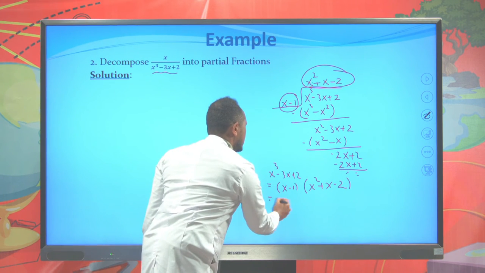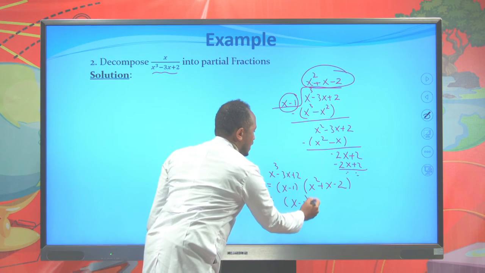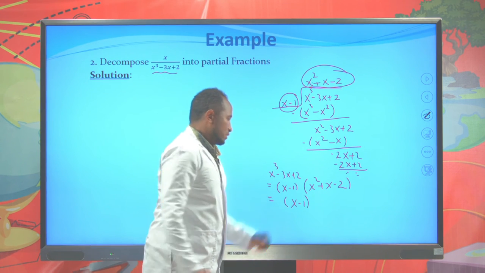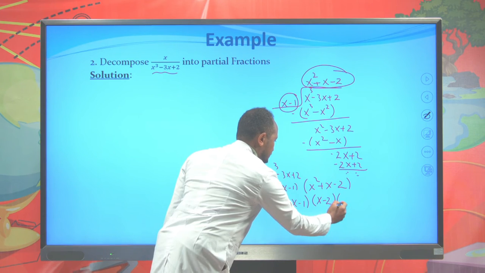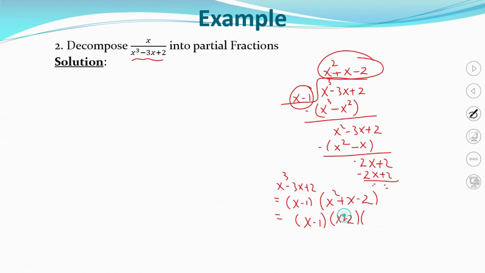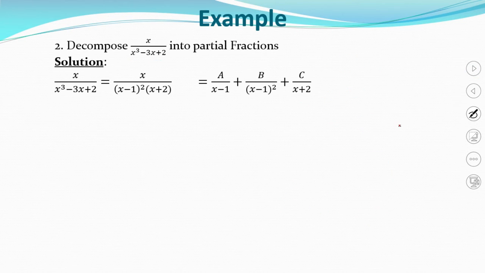So this gives you x minus 1 times the product of x minus 2 and x plus 2 and x minus 1. The product of 2 and minus 1 gives the coefficient, so that's right. Therefore, the factorization of x cubed minus 3x plus 2 will be x minus 1 squared times x plus 2.